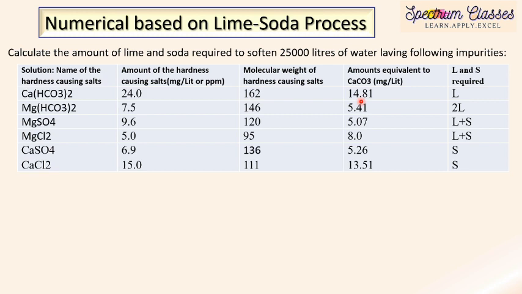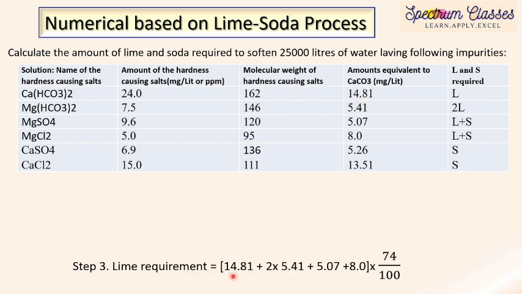Okay, so here I have written 14.81 plus 2 into 5.41. Here you can see plus 1 mole of lime against this and 1 mole of lime against this. So 5.07 plus 8.0, right? And no other lime is required. Now multiply it by the molecular weight of lime divided by 100. So this will be equal to 38.7 into 74 by 100.